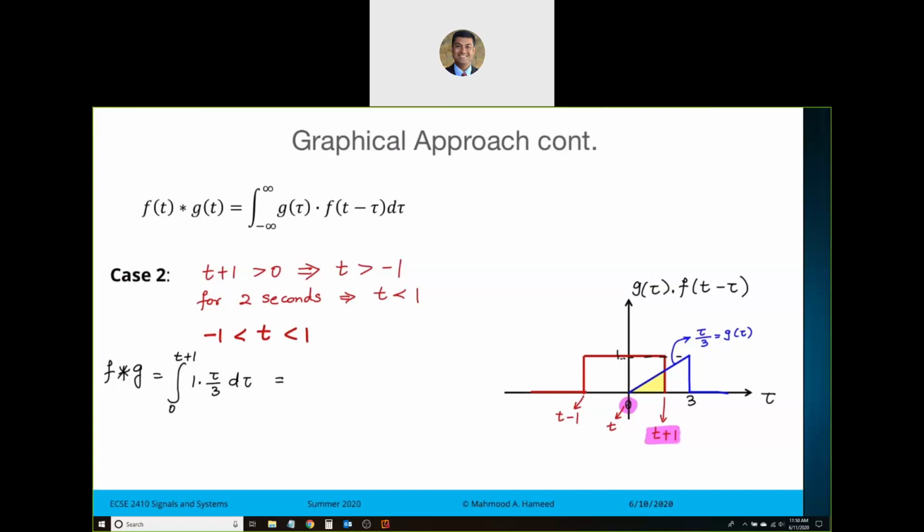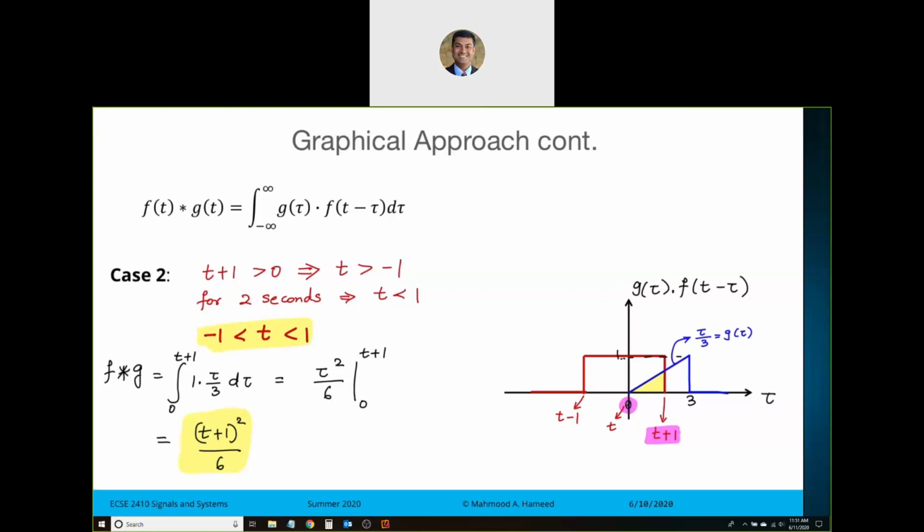So do the integration, you get tau squared divided by 6 here, and then the limits on tau would be 0 to t plus 1, and you can substitute easily. You get t plus 1 squared divided by 6. That's it. So the convolution result between -1 and 1 second is t plus 1 squared divided by 6.